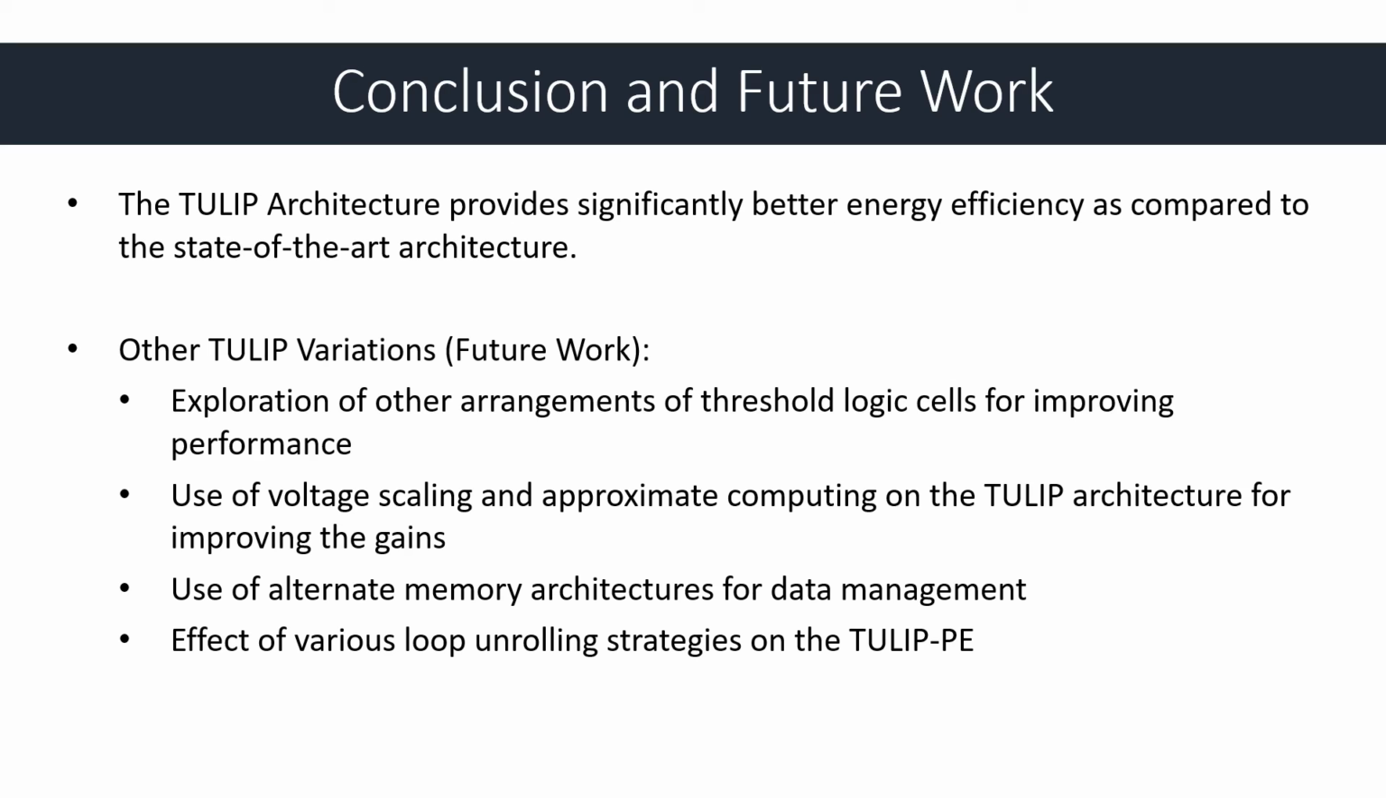Through this presentation, we showed that the TULIP architecture delivers better energy efficiency than the state-of-the-art architecture. This work can be further extended in multiple directions. First, we need to explore additional arrangements for the TULIP-PE that can help improve performance. Then, we need to see how the improvements can be boosted using voltage scaling and approximate computing. We should also explore alternate memory architectures that are used for data distribution of image and the kernels. Finally, we should explore various loop unrolling strategies that are used to improve the performance.